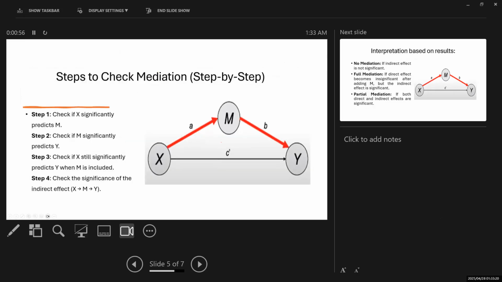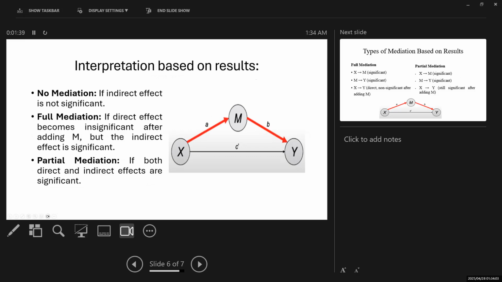So when you are using the mediating concept in your research, check the mediation step by step. First of all, check if X significantly predicts M. Step number 2, check if M significantly predicts Y. The third step is to check if X still significantly predicts Y when M is included. And step number 4, check the significance of the indirect effect. That means X related to M, and then M related to Y.